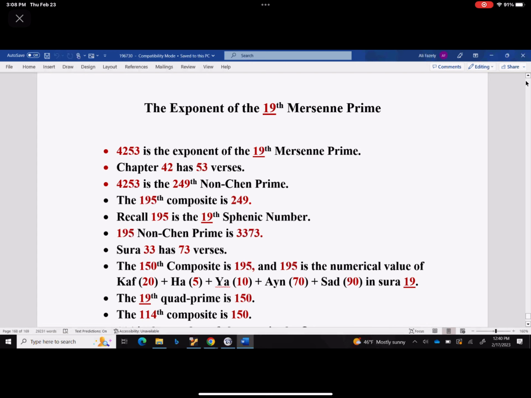Anyway, 4253 is the 249th Non-Chen Prime. The 195th composite is 249. Look at this relation between these two indices here. The 195th composite is 249. Recall that 195, I put an underline under 19, is the 19th Sphenic number. See, 19, 19.